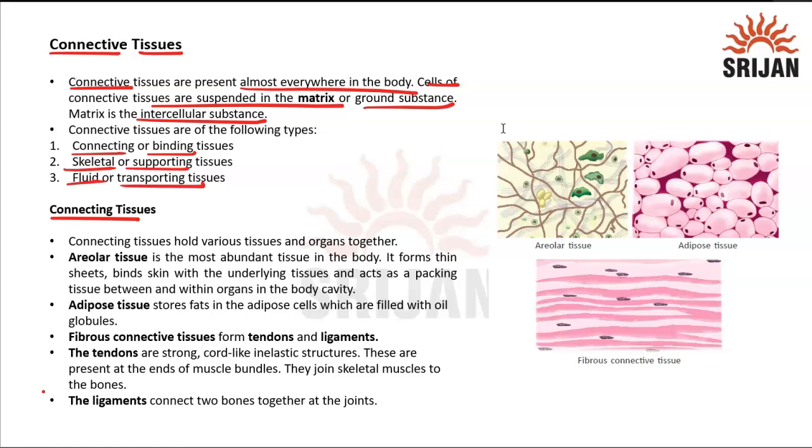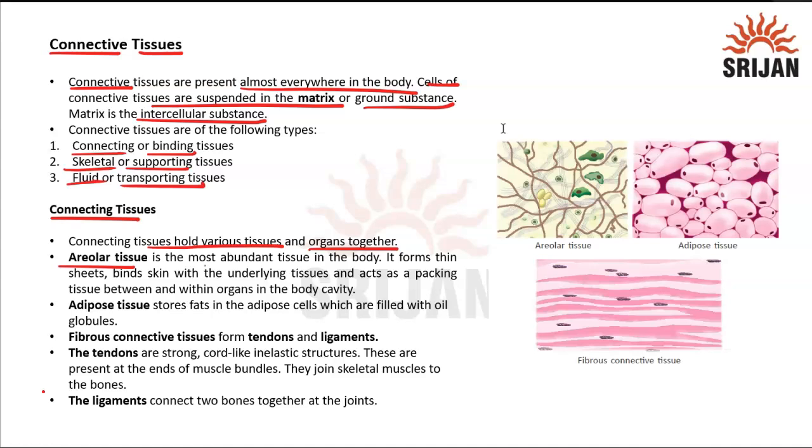So these are actually the ones which are present or suspended in the ground substance, I can say. Okay, these connecting tissues actually hold various other tissues and organs together because they act as a ground substance. Okay, an example or type would be areolar tissue.